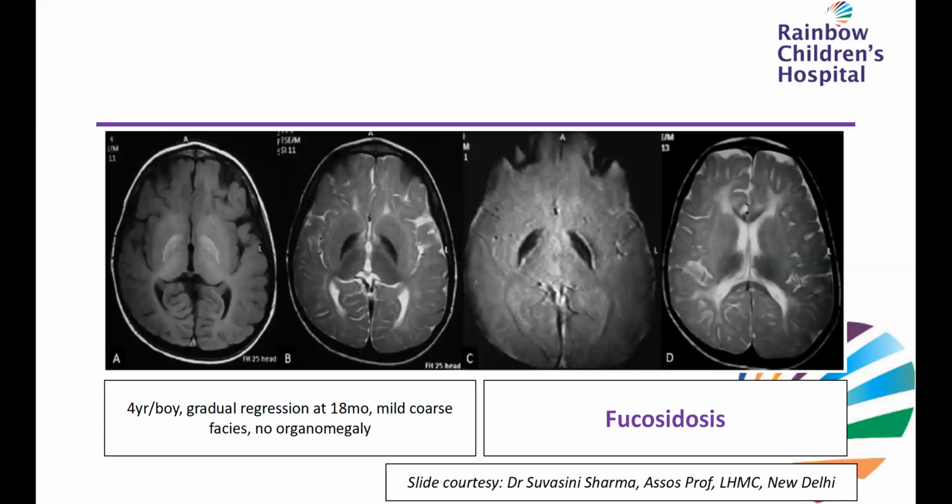So this is the last case. This was a 4-year-old boy who had presented with gradual regression at 18 months with mild coarse facies and no organomegaly. What is very prominent here is that on the T1 images, we can see that the globus pallidus is hyperintense. And on the T2 FLAIR images, we can see that there is a hypointensity of the GP. And the white matter again looks abnormal. It is not myelinated. So this child was diagnosed as having fucosidosis.